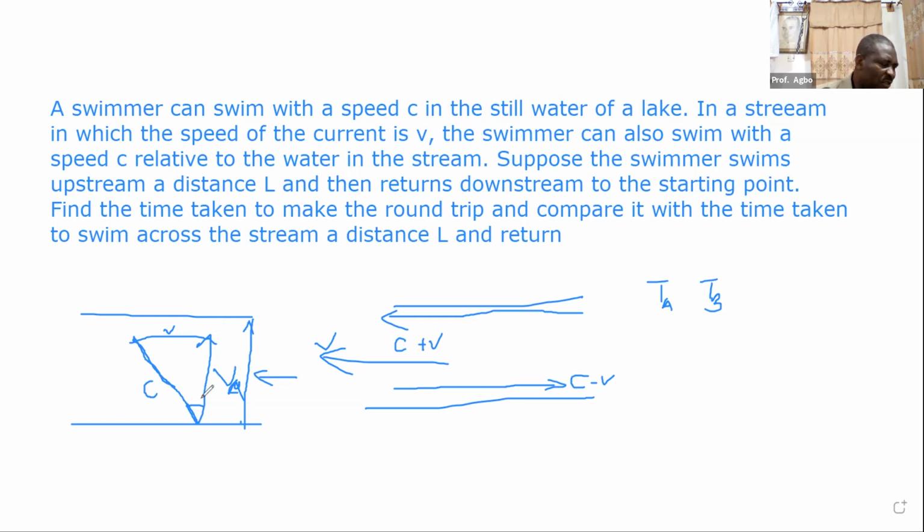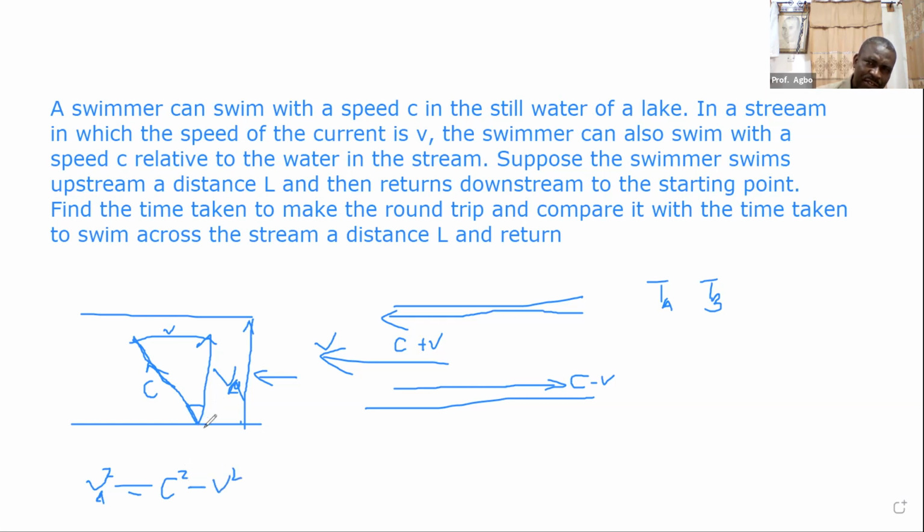So what we need to do is to use Pythagoras theorem, by vectorial addition. By Pythagoras theorem, VA squared is equal to c squared minus v squared.